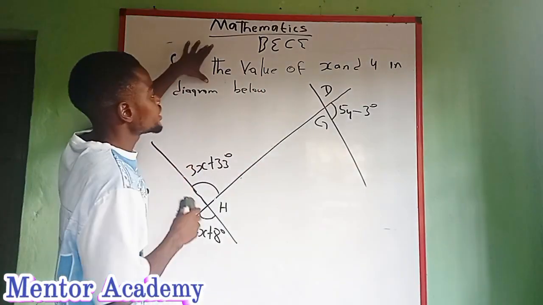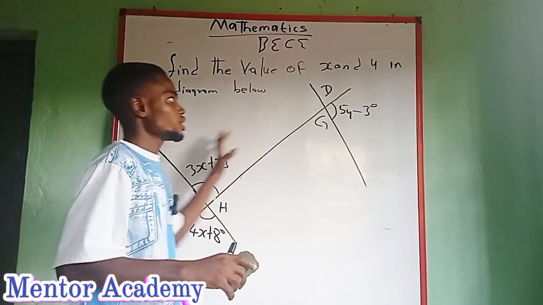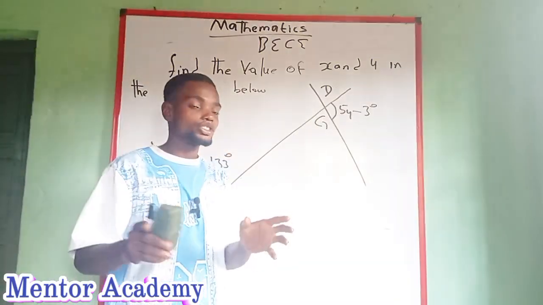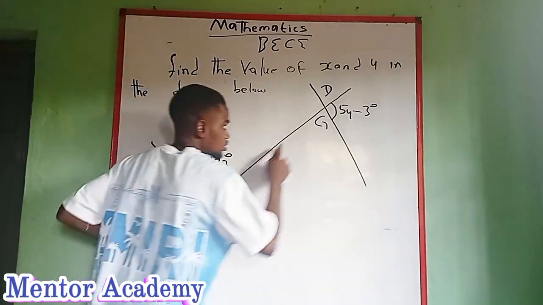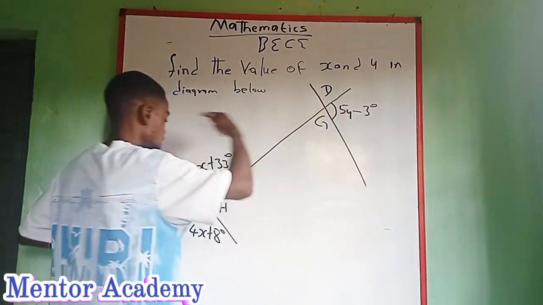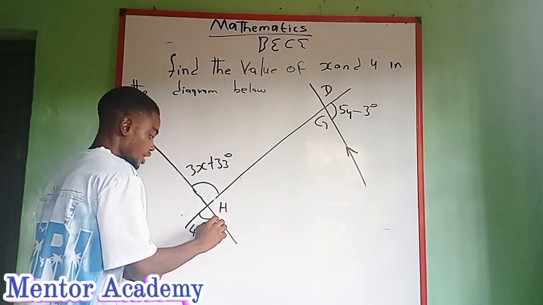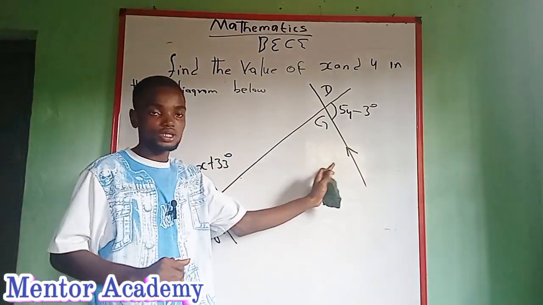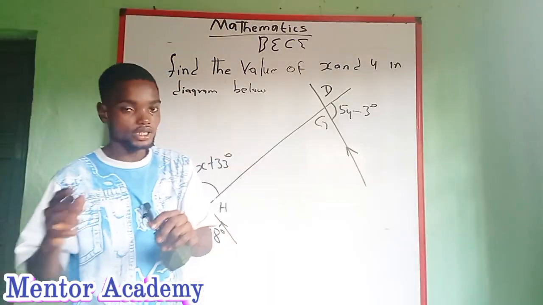Here we have: find the value of x and y in the diagram below. So this is the diagram, and here we have a plane geometry question. So what do you know? You find out that this line here goes like this, and you have a line here and a line here. Because from the question we have arrows in this form, it shows that these two lines are parallel and this one here must be a transversal.